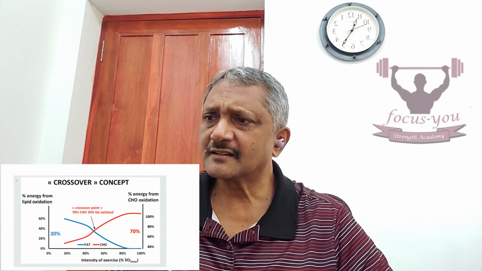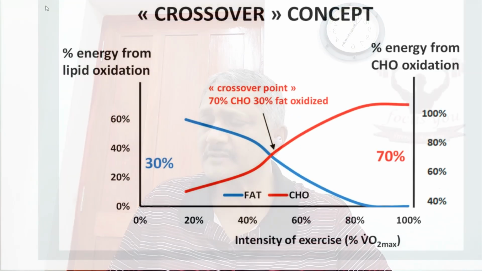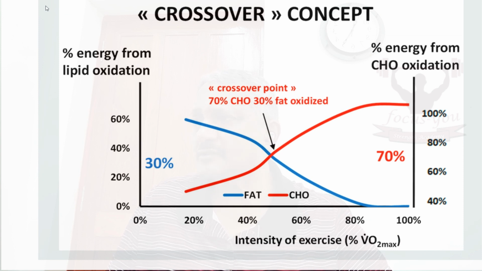This graph is yet another graph representing the same thing slightly differently. The x-axis represents intensity of exercise as a percentage of VO2 max. The y-axis on the left represents the percentage energy from lipid oxidation, and on the right percentage energy from carbohydrate oxidation. The blue line represents fat, and the red line here represents carbohydrates. And just like we saw in the previous slide, we can see that at the beginning, at low intensities, fat is the main contributor, and carbohydrates are contributing, but much less so.